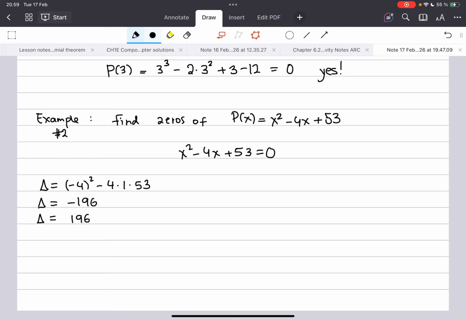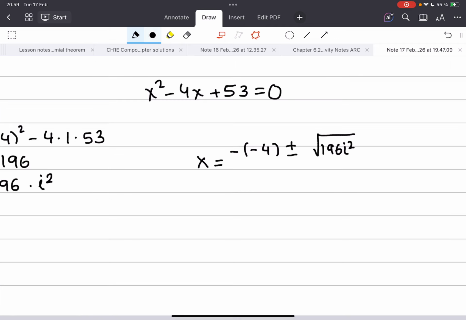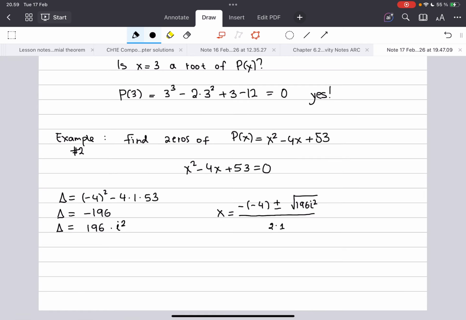So 196 times i squared, that's the way we write the discriminant. So then x is negative b, so negative the minus 4, plus minus the square root of 196 i squared, divided by 2a, so 2 times 1. That returns solutions that are going to be 4 plus minus 14i divided by 2, or 2 plus minus 7i, right? So this is your solution.